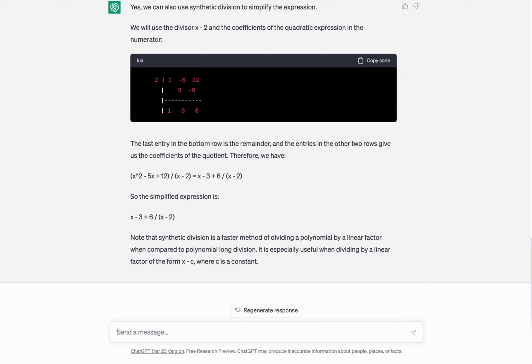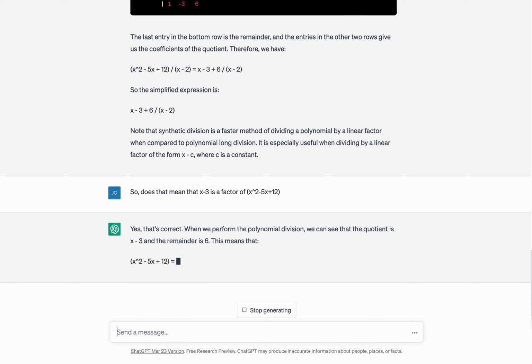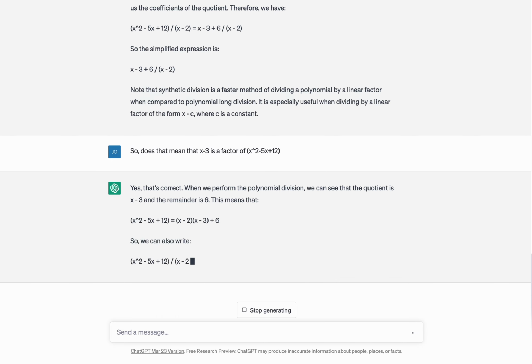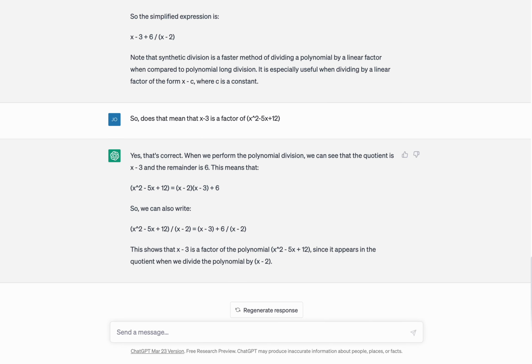Okay, so let's just try a few things. Does that mean that x minus 3 is a factor of the original problem? I'll retype in the original problem. I'm not sure, I could probably say the original problem. Maybe it would know that. We could experiment with that in the future. Yes, that's correct. When we perform the polynomial division, we see that the quotient is x minus 3 and a remainder of 6. So we get factors x minus 2 times x minus 3 plus 6. Okay, so they're factors with remainders.